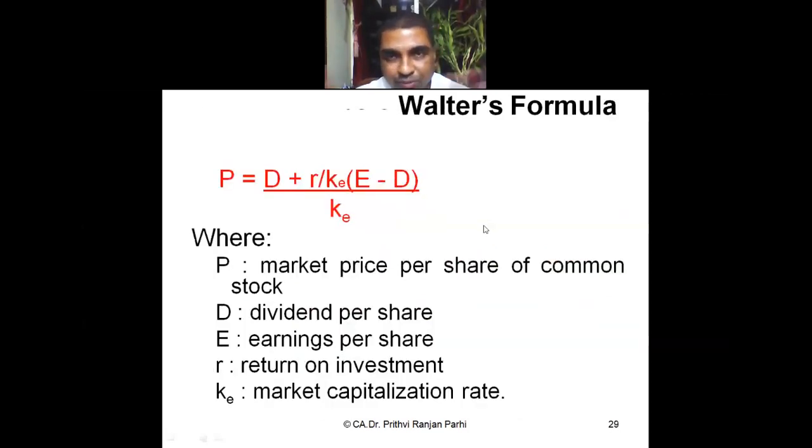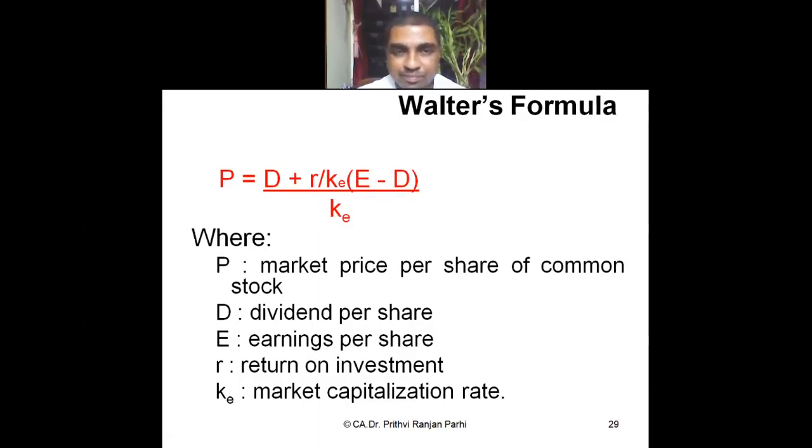Now, if these are the assumptions, last class I tried to explain the formula developed by Walter. What Mr. Walter says is that P, the price as of today, you can also call it P0, is price as of today. How will we arrive at it? D, that is dividend, plus R, the rate of return or internal rate of return of the firm, divided by KE, that is cost of equity, multiplied by E minus D. What is E and what is D?